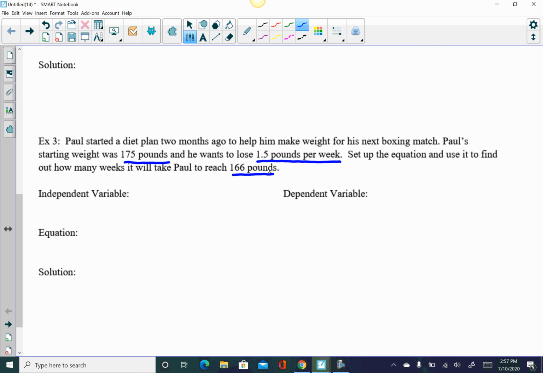So for our independent and dependent variables again, we've got to figure out his weight, and he's trying to lose it per week. So his weight is going to be dependent upon the number of weeks that he's been losing weight, that I'll just say he's spent training, really focusing on trying to lose the weight.